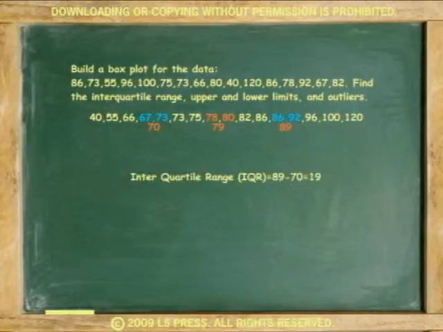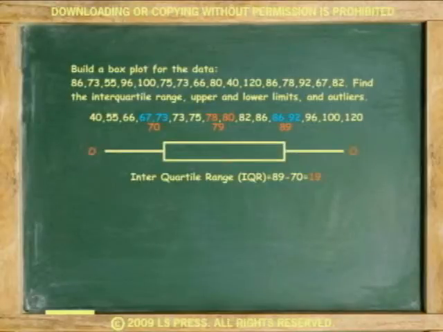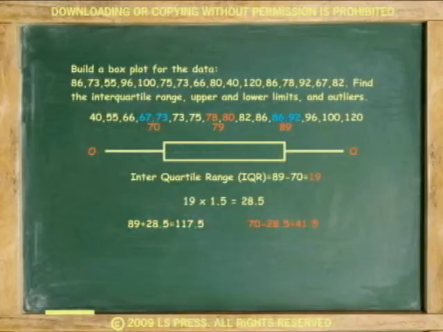The interquartile range is the distance between the upper quartile and the lower quartile, or 19. Outliers are those numbers that fall beyond 1.5 times the interquartile range, or multiply 19 times 1.5 equals 28.5. Add 28.5 to the upper quartile and subtract 28.5 from the lower quartile. 28.5 plus 89 equals 117.5, and 70 minus 28.5 equals 41.5.